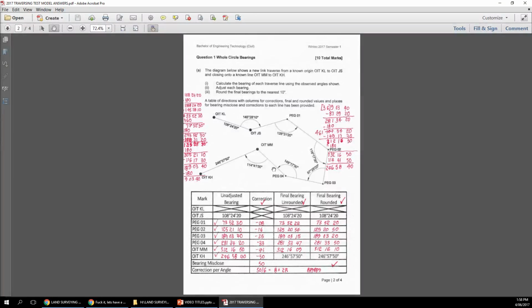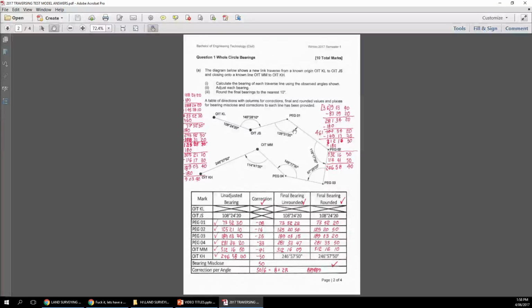Then take your 149, 17, 30 away, and you get 312, 16, 15. Which is, yeah, that's looking right. 270 out there, 360. It's somewhere between 270 and 360. So all's good. All looks good. 312, of course, when we get to OITMM.